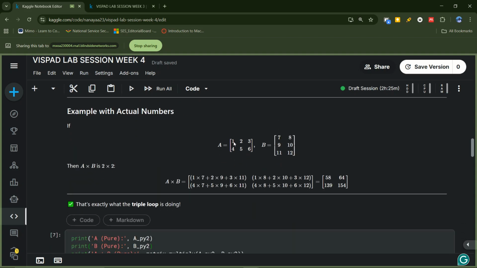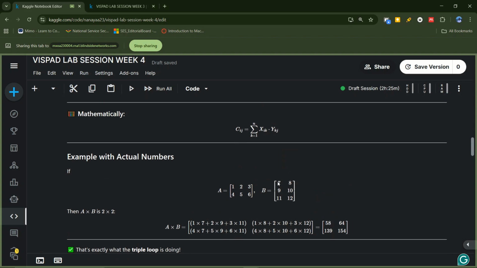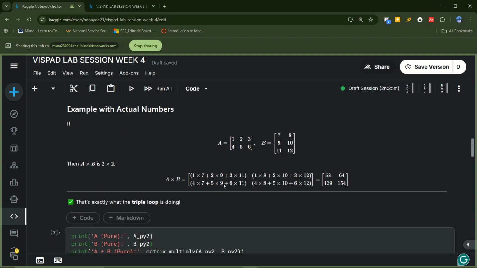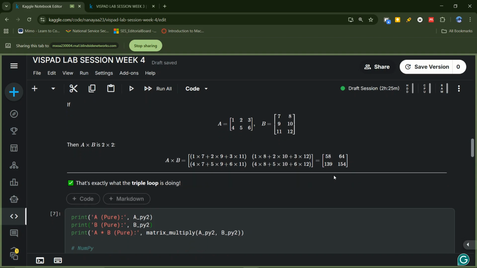So this is one row, this is another row. We are saying that row, let's say row 1, 2, 3 is multiplying column 7, 9, and 11 of B, and it's computing their dot product. If you remember dot product, it's multiplication of each and every element. And remember what we said, that your final answer should be a 2 by 2. So that is it for matrix multiplication.